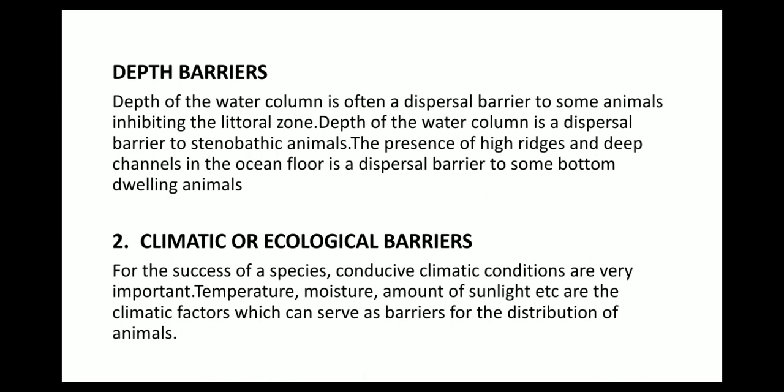Second one, climatic or ecological barriers. For the success of a species, conducive climatic conditions are very important. Temperature, moisture, amount of sunlight, etc. are the climatic factors which can serve as a barrier for the distribution of animals. For example, Arctic animals such as reindeer and polar bear cannot survive in tropical regions. The same is true for equatorial species living in polar regions. Climatic barriers include abiotic environmental factors such as light, temperature, humidity, etc.